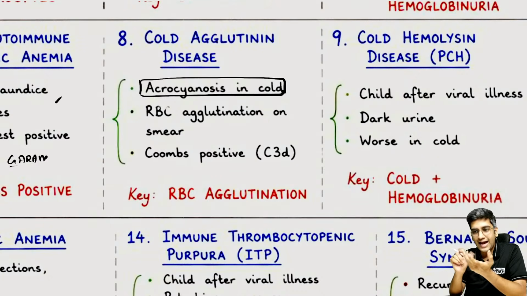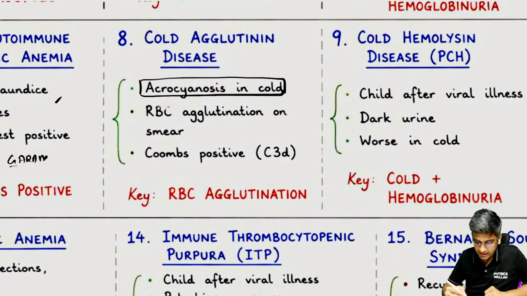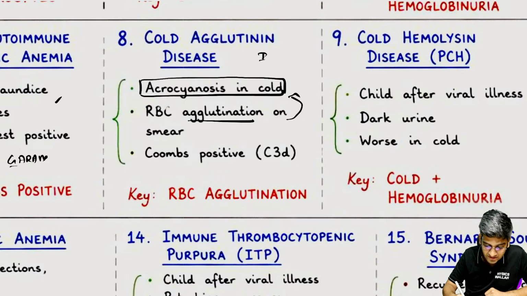Acrocyanosis in the cold. Acro is your periphery, right? The periphery will become bluish in color on exposure to cold because these agglutinated cells will go and block them. We call it Raynaud's phenomenon, right? Raynaud's phenomenon because of RBC agglutination, that's classical. And this is IgM, pentameric, that's why we have the agglutination.